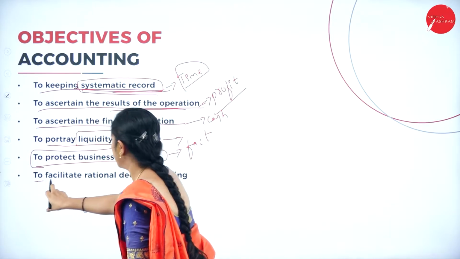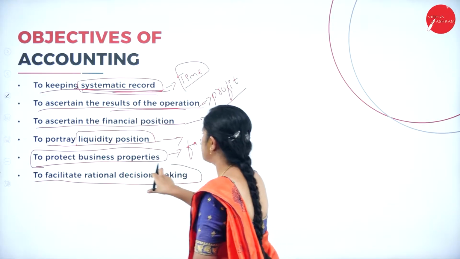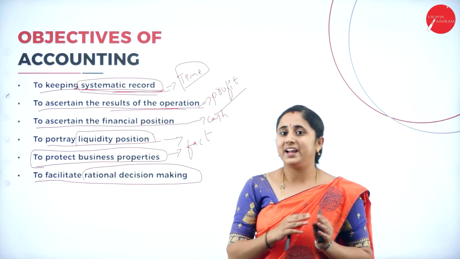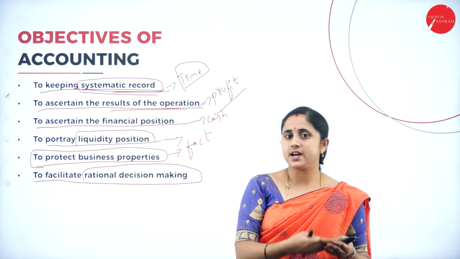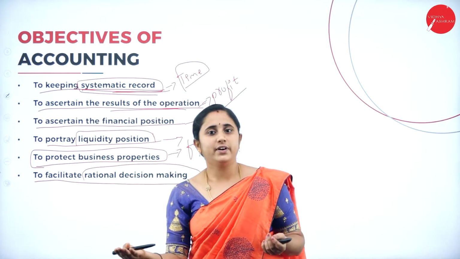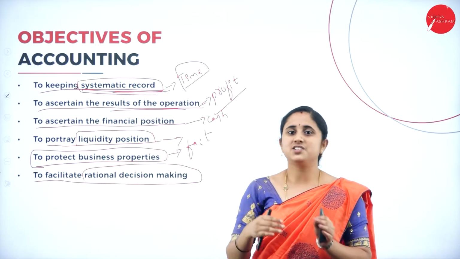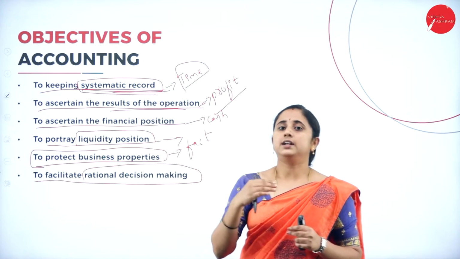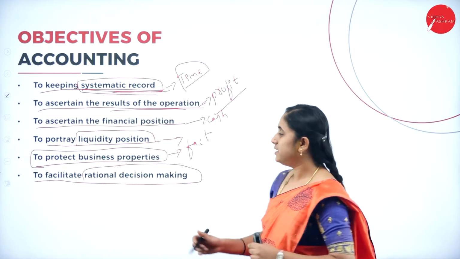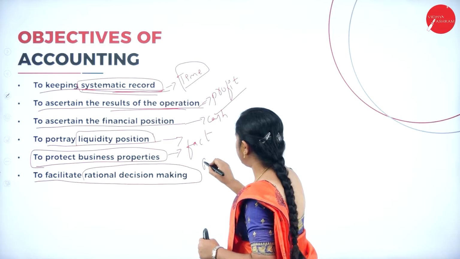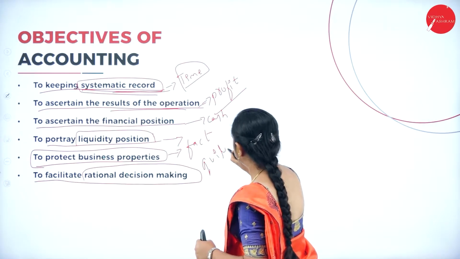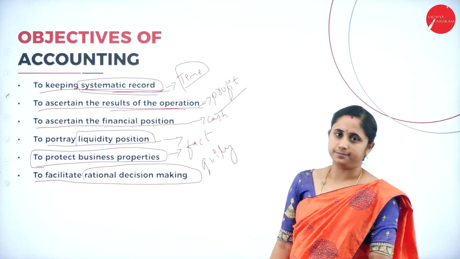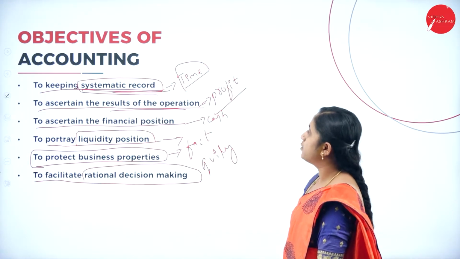So, next, to facilitate rational decision making. If you are having all the records and all the entries, it shows whether the company is running in profit or they are suffering from loss. It helps the decision maker to take quick decisions. If it is necessary, they can take measures easily and they can make decisions quickly. So, it helps in rational decision making. So, this is the objective of accounting.